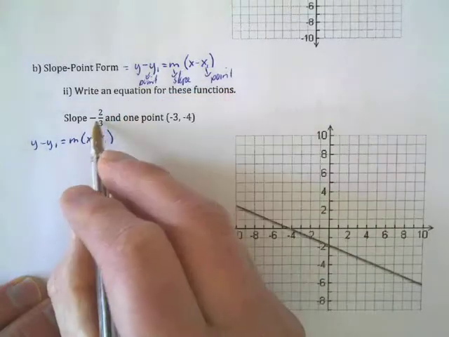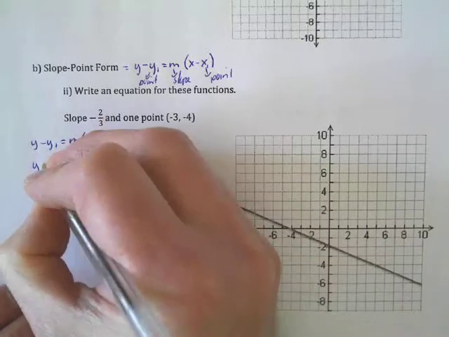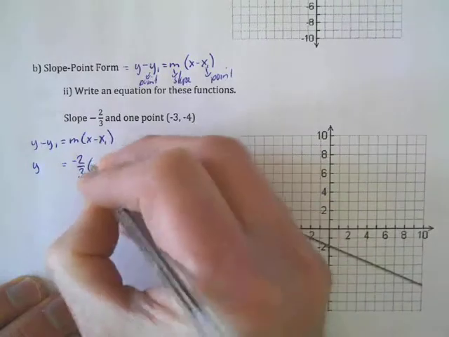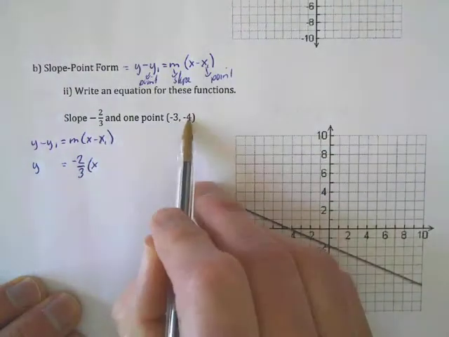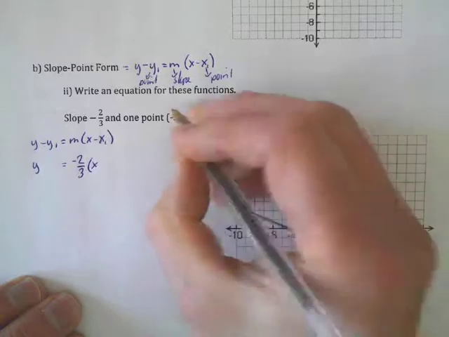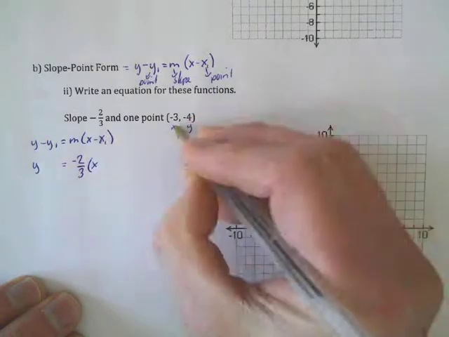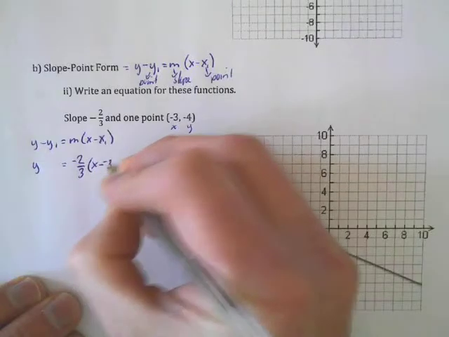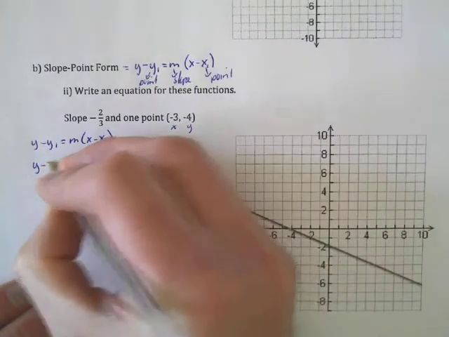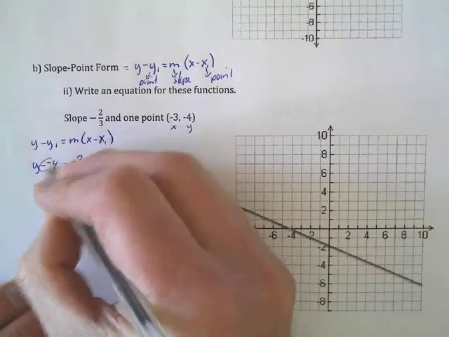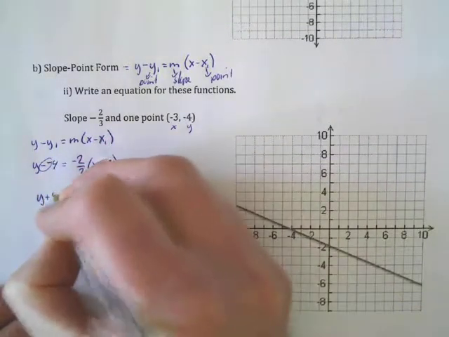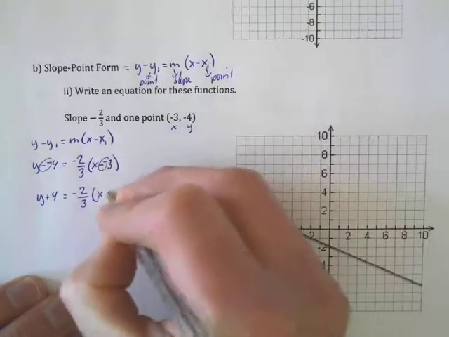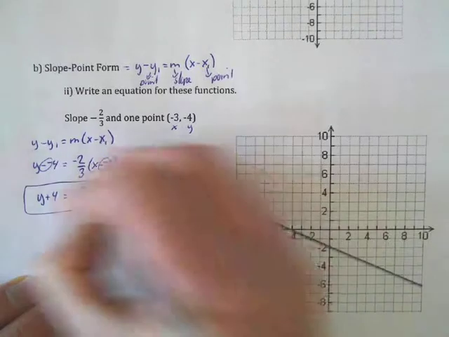So -2/3, so I've got y, that stays the same, -2/3 bracket x stays the same. My point is -3, -4. So -3 my x, that's my y. So -3 comes here, so it'll be x minus -3, and this will be y minus -4. These will convert to y plus 4 is equal to 2/3, and this will equal to x plus 3. So there's my equation for that.